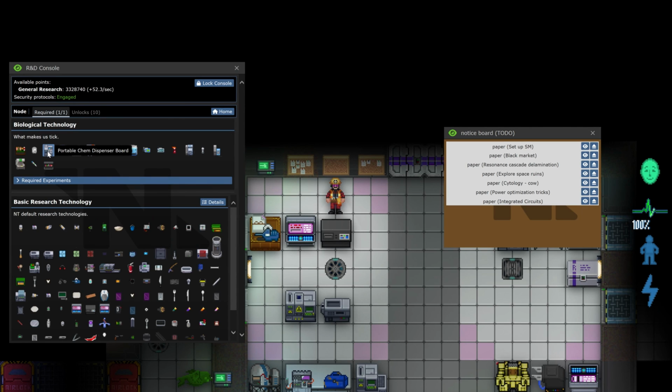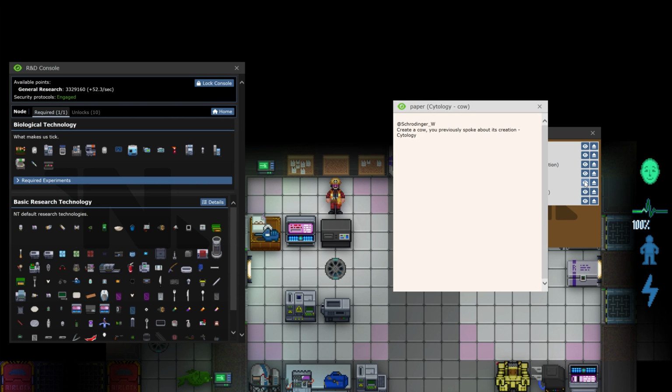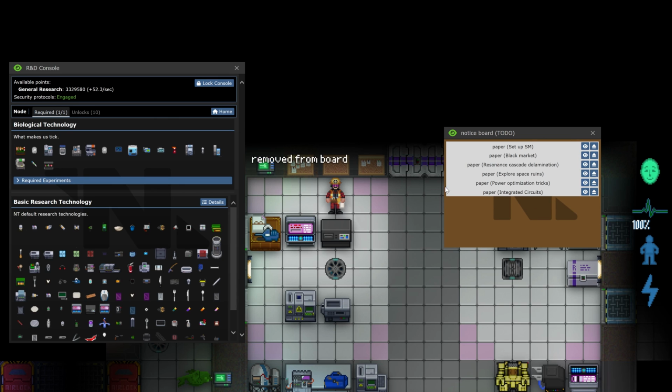In the previous episode, we unlocked the portable chem dispenser board, so finally we can start doing some more interesting chemical projects. And using this opportunity, I want to take this request from Schrödinger to create a cow. You previously spoke about its creation, cytology. So cytology is today's topic.